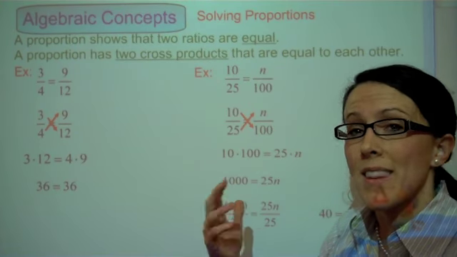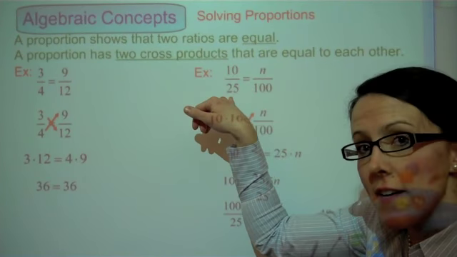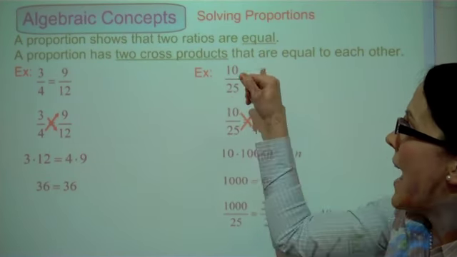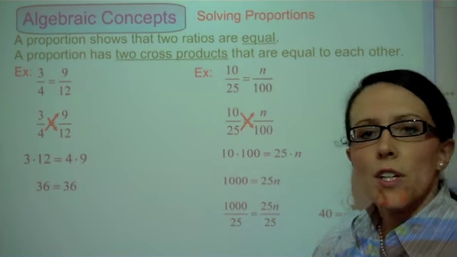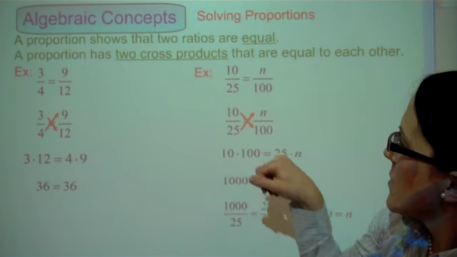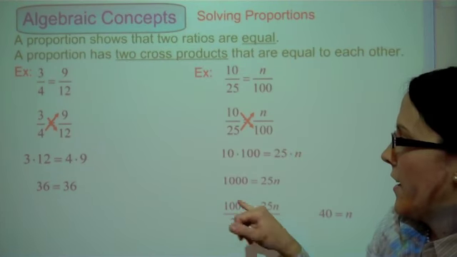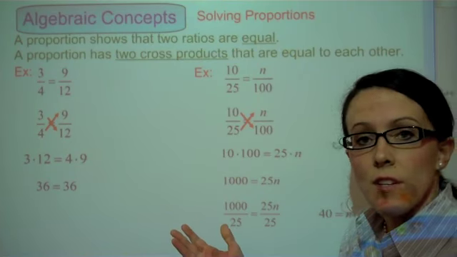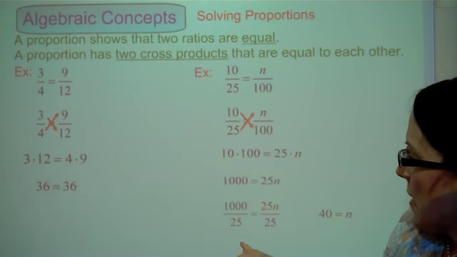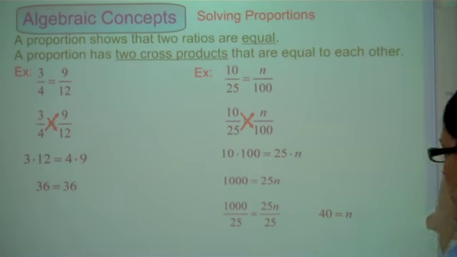Let's do another example, but this time we have an unknown variable. So 10/25 is equal to n over 100. Well, I'm looking for n. What in the world is n? Let's cross multiply. 10 times 100, 25 times n. This is an equation that we can definitely solve. We divide by 25, as shown here, and we get 40 is equal to n.